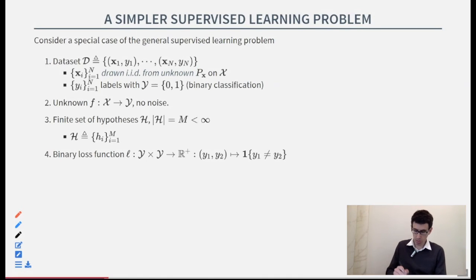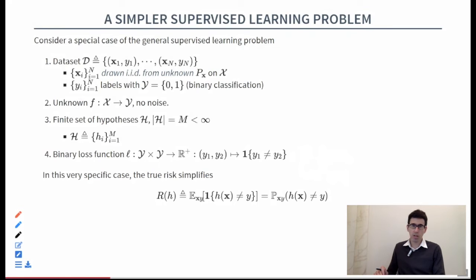Okay, so again, to avoid any ambiguity as to what I'm doing, this is saying that my loss function is going to be 1 if you're comparing two labels that are different, and it's going to be equal to 0 if you're comparing two labels that are the same. So in other words, you're penalizing by 1 every time you make a prediction error, and you penalize by 0 otherwise.